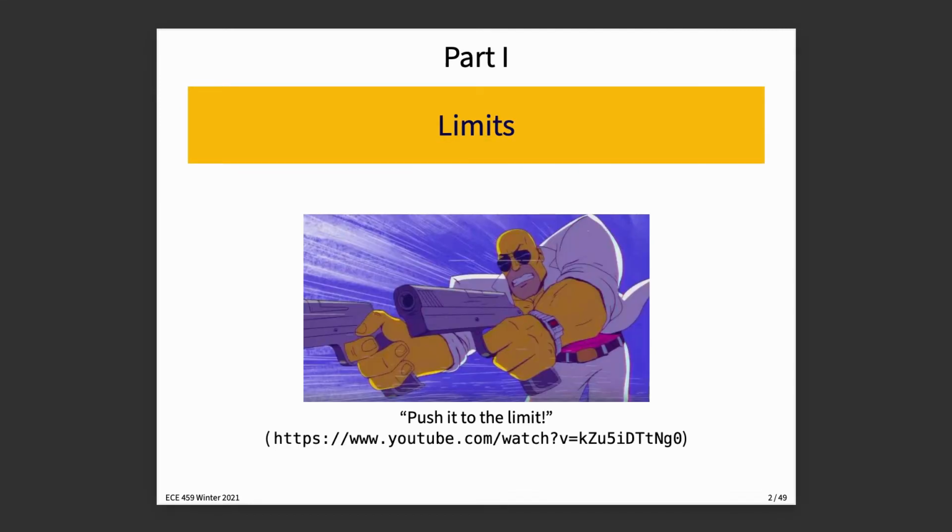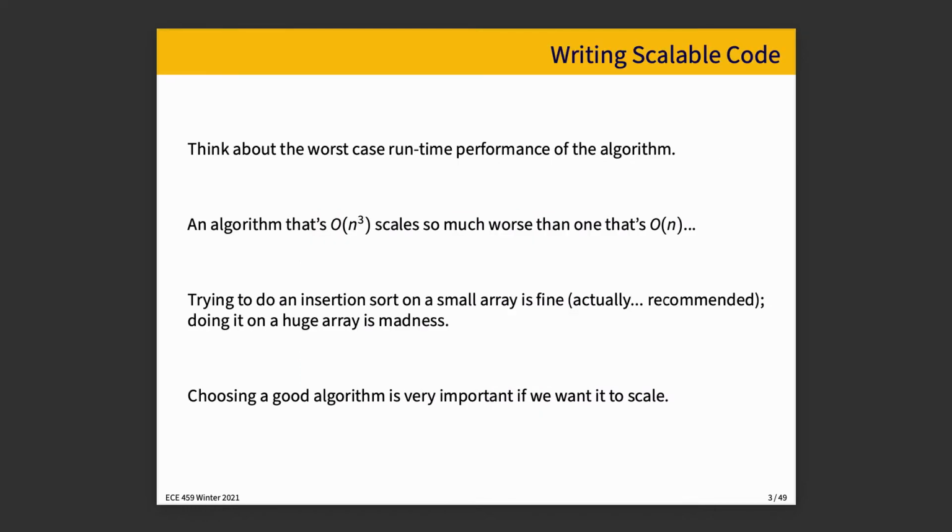And we'll start off by talking about limits of parallelization. So think about when you're writing your code, what limits it? Well, one thing that potentially limits your code is the worst case scenario for the runtime performance of your algorithm. An algorithm that's order n cubed is so much worse as it gets bigger than one that's order n. It's just not sensible, and you have to make sure that you're using the correct algorithm approach for the problem that you're facing.